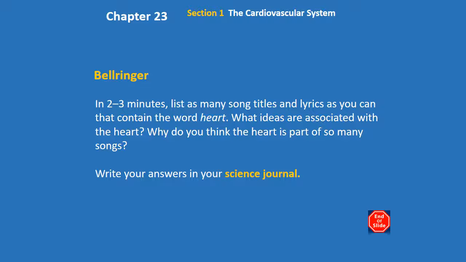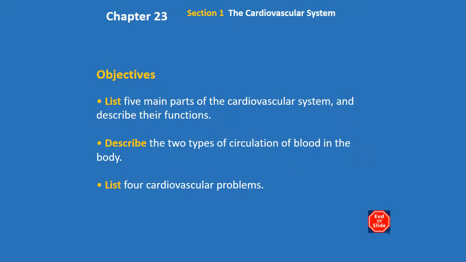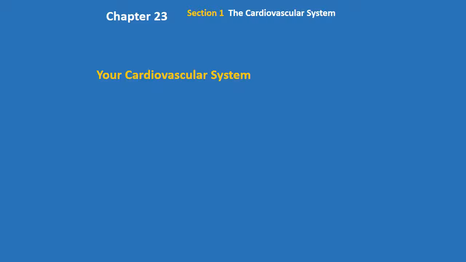Right, the cardiovascular system. We'll talk about five main parts of the cardiovascular system and describe their functions. We'll describe two types of circulation in the blood and body and list four cardiovascular problems, as well as discuss blood.